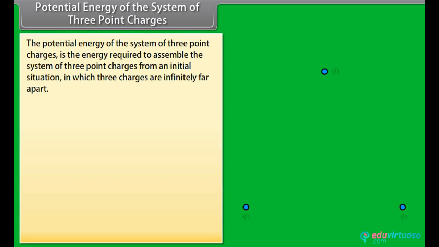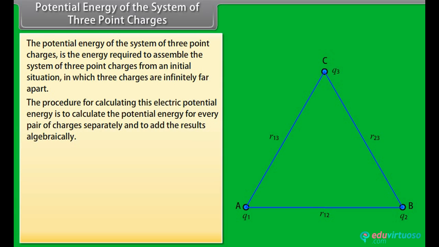The potential energy of the system of 3-point charges is the energy required to assemble the system of 3-point charges from an initial situation in which 3 charges are infinitely far apart. The procedure for calculating this electric potential energy is to calculate the potential energy for every pair of charges separately and to add the results algebraically.